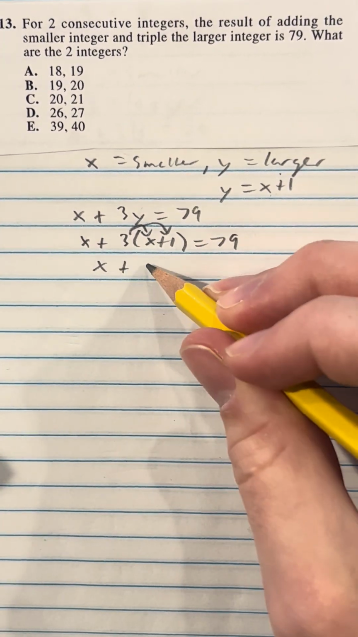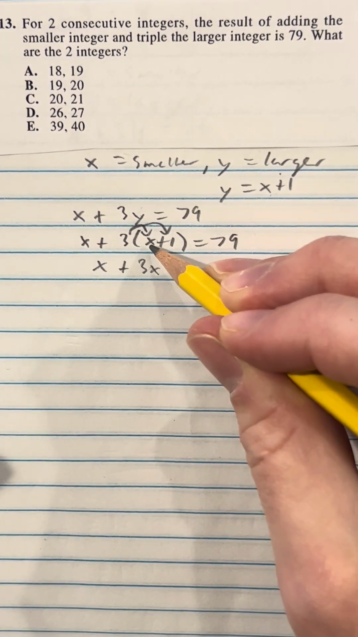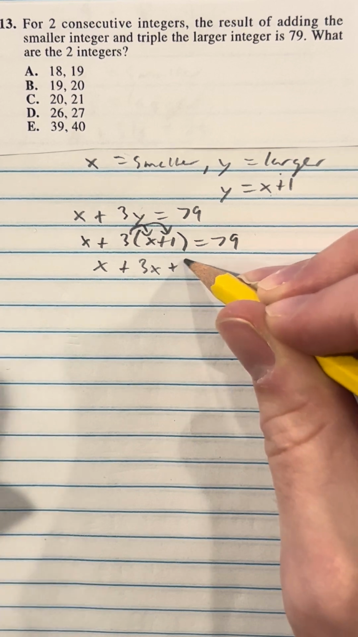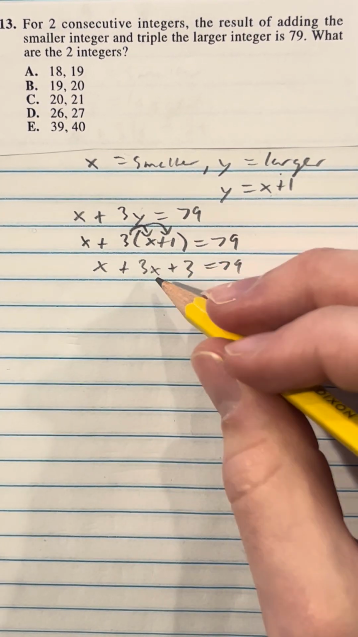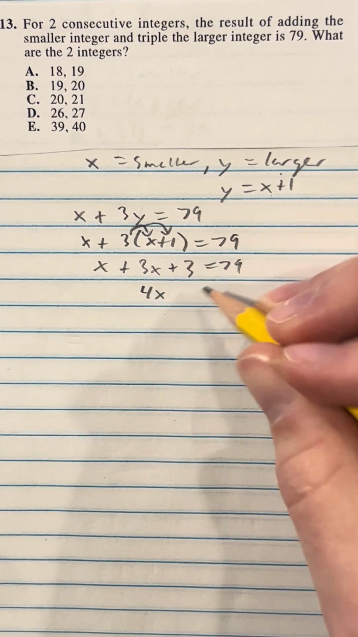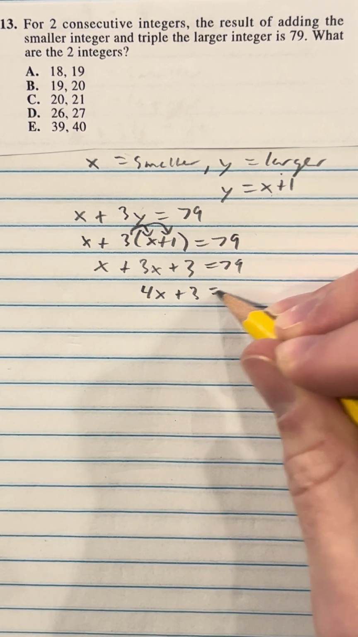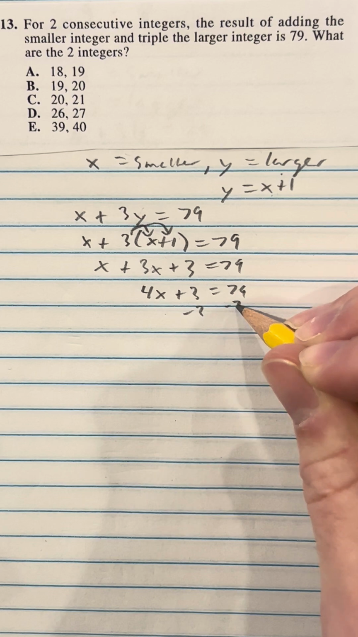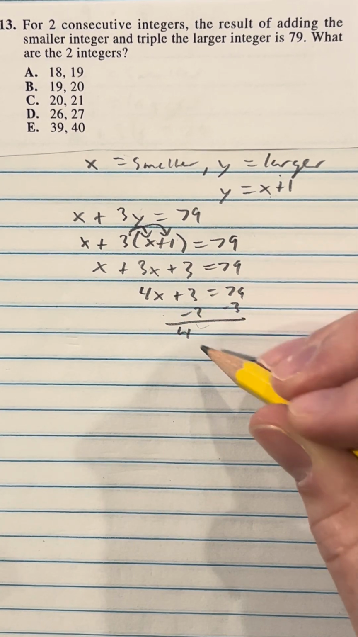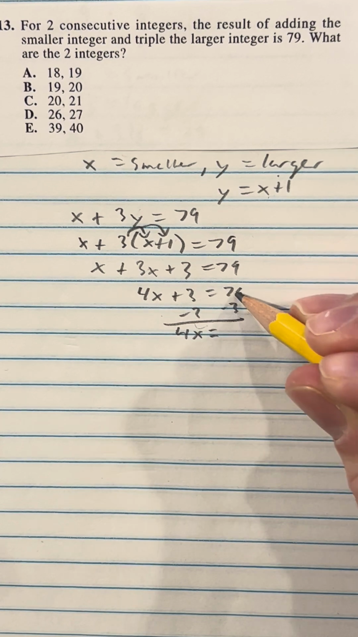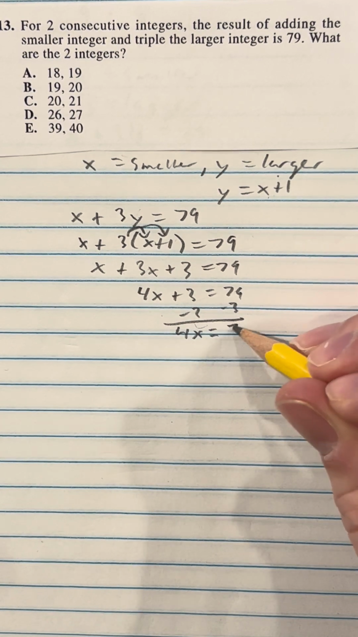x plus 3 times x plus 3 times 1, that's going to equal 79. Then combining like terms, we have x plus 3x, which is 4x, plus 3 equals 79. Subtract 3 from each side, because we're adding 3 here, so we have to undo it by subtracting. So 4x equals 79 minus 3, which is going to equal 76.